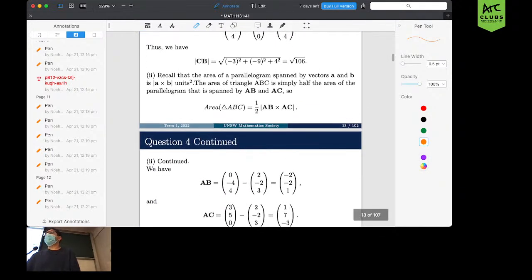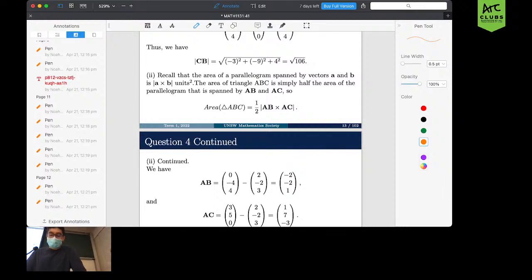And of course, we have to find vectors AB and AC first. So finding vector AB, well, that's just the position vector of B minus the position vector of A, and we get that to be -2, -2, 1. And vector AC is the position vector of C minus the position vector of A. That becomes 1, 7, -3.